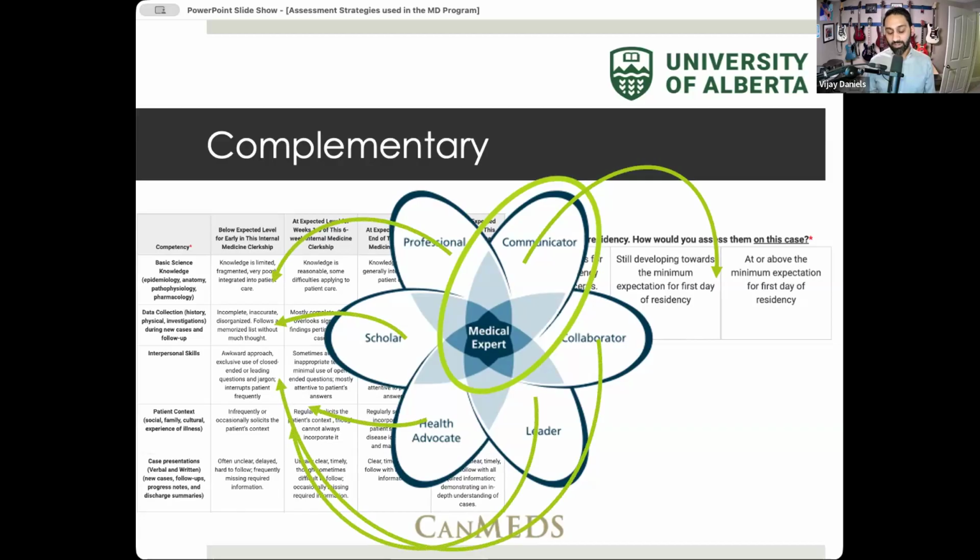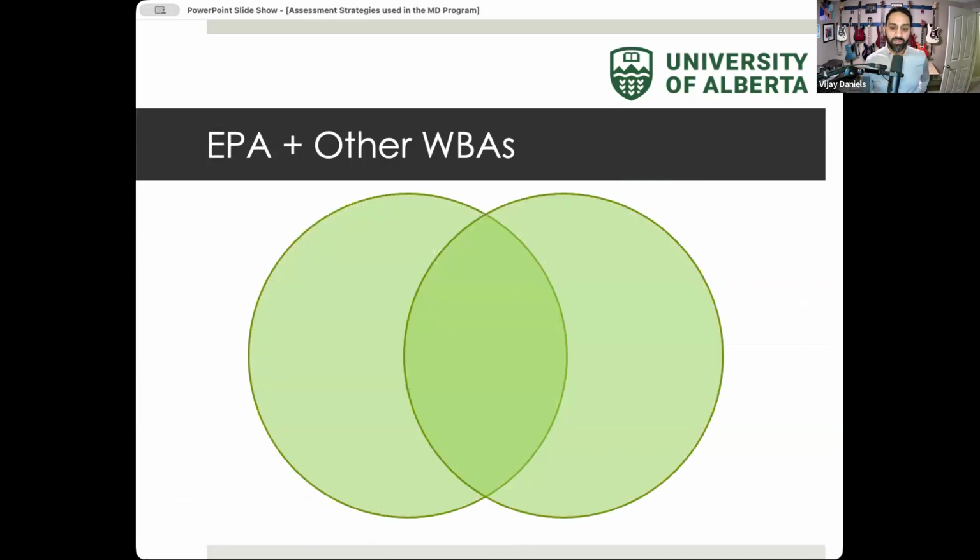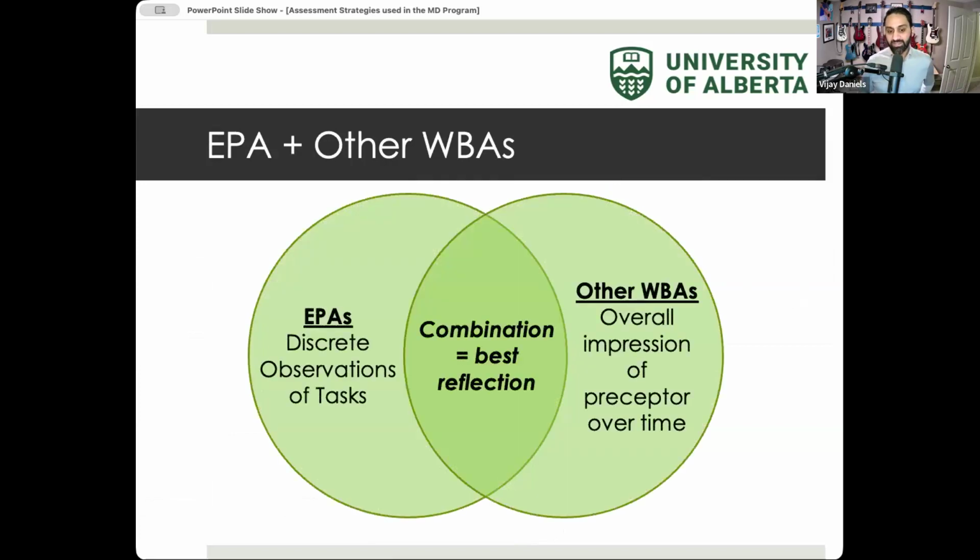There is no such thing as a professionalism EPA, right? Professionalism is continuously doing what you should be doing for your patient, showing up on time, working with the team. And so that's what I want to really impart here, that we need both. Another way to say it is EPAs are that discrete observation of a task, and other workplace-based assessments are the overall impression of the preceptor over time, and combining the two is the best reflection.